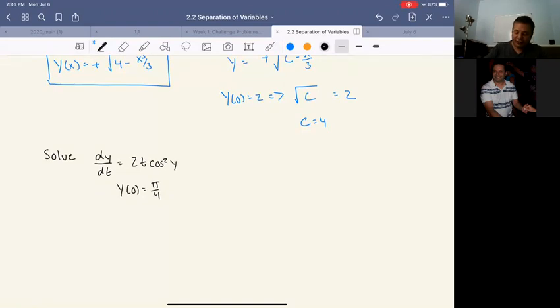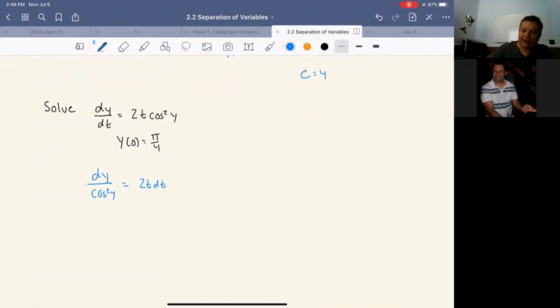So first thing we're going to do, dy over cosine squared of y equals 2t dt. Cosine squared in the denominator, remember, is secant squared in the numerator. All right, we're going to integrate both sides.